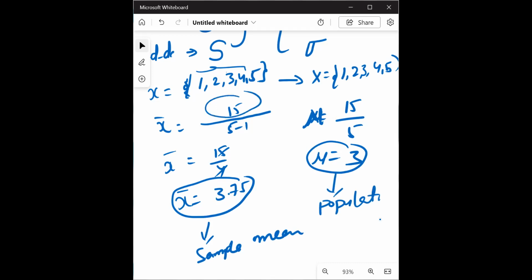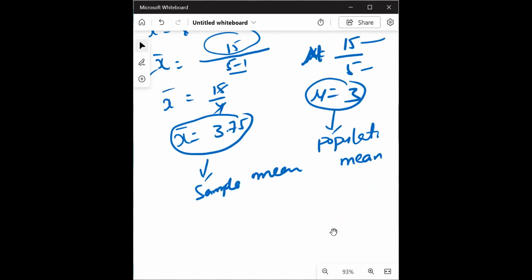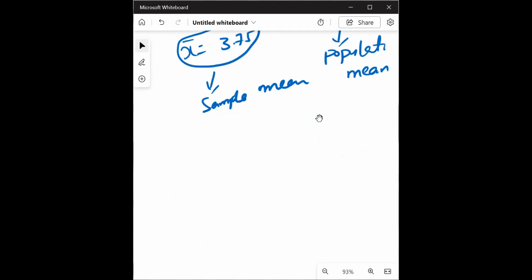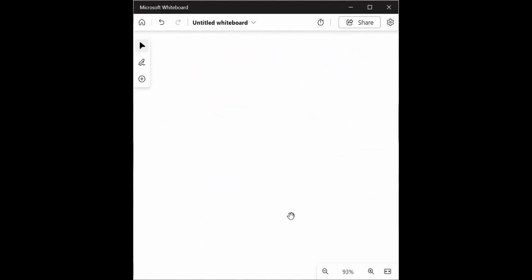So what is the difference? The sample mean is the sum of total observations divided by the total number of observations minus 1. The sum of total observations divided by the total number of observations, that we call the population mean formula. I hope this particular point is clear. So don't think the sample and population formulas are the same. Both are different. It is not at all the same.